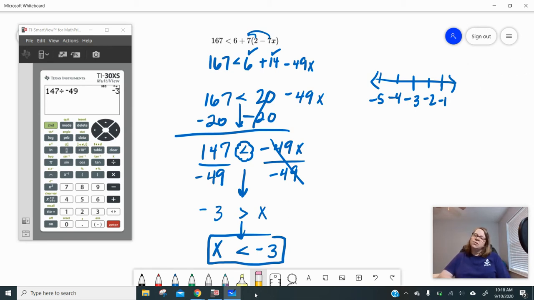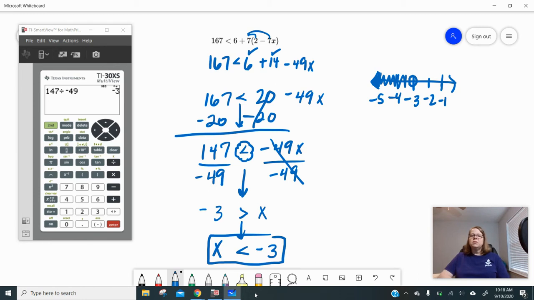The lower, lesser number has to be on this side where it kind of looks like an L, and the bigger numbers have to be out here. But with negatives, that can be really confusing. It's less than, so it doesn't include negative 3. That means I don't color in the circle. I leave it open, just an open circle at negative 3. And then everything that's to the left gets shaded. One of the ways you can think of that is, you're going to shade the arrow that looks like this symbol.